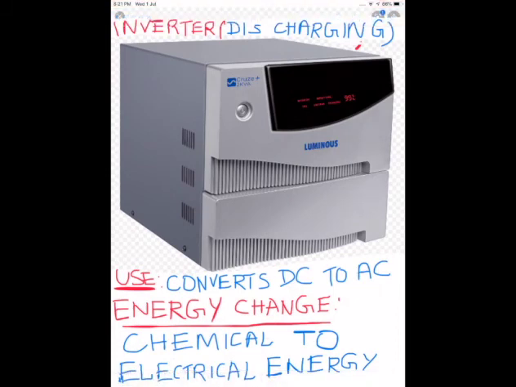Now again, this is an inverter. Now this inverter is discharging, which means when the current is gone, the inverter is working now. It is discharging. Okay, all our electrical appliances are making use of this inverter. So what is the use of this inverter now? It converts DC to AC. It converts direct current to alternating current.